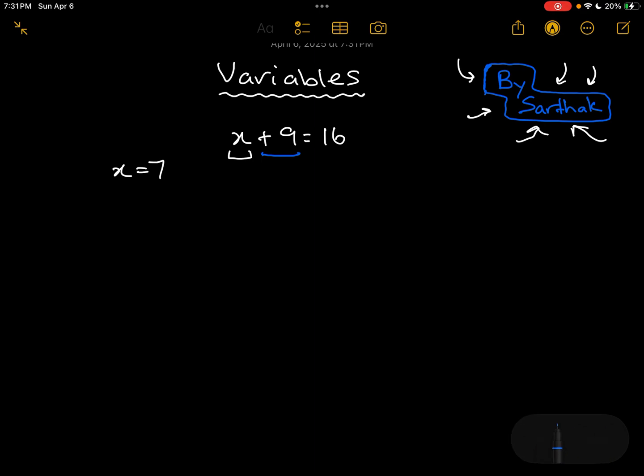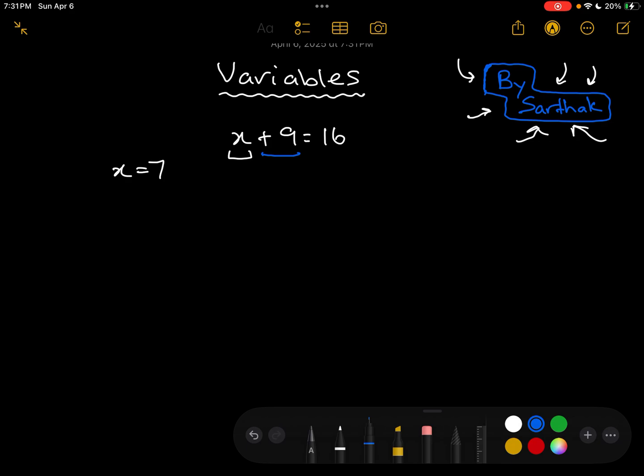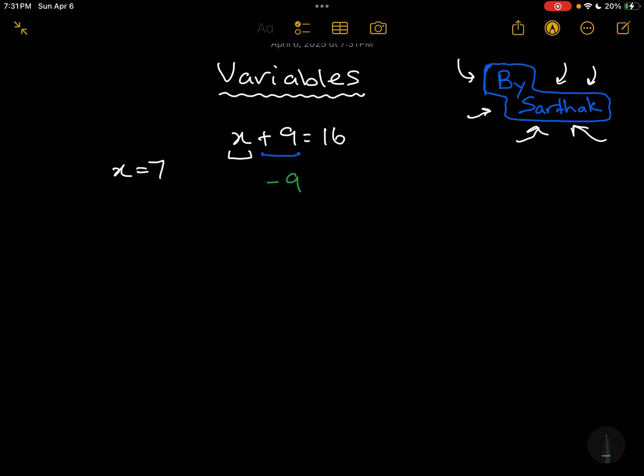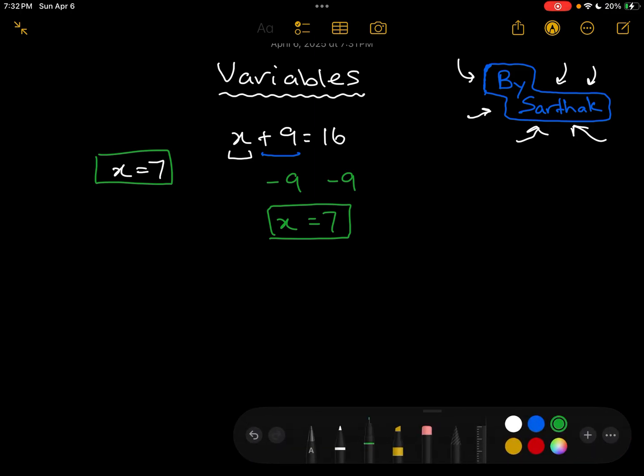Well, it's simple. Take a look at it like this. If you have positive 9 and you want to get to 0, how can you do that? If you take negative 9 away from it, you get 0, right? So if we just subtract 9 from both sides, we'll have x alone, and then 16 minus 9 is 7. Here we can also see that results in x equals 7. It's the same answer, right? So these are just two different methods you can use.